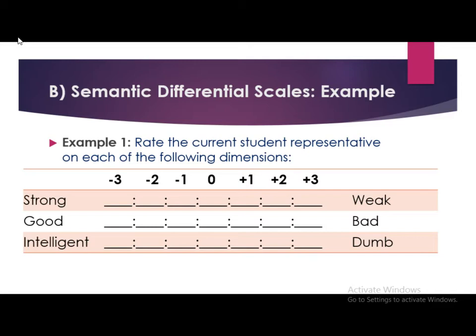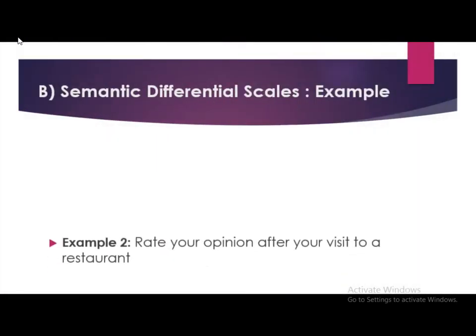Here, the respondent has to click: if the student is extremely strong, then the respondent will click -3. If the student is a bad student, then the respondent will click +3. If the respondent does not know whether the student is intelligent or dumb, he may click 0. Similarly, semantic differential scales can be used. We will take another example.